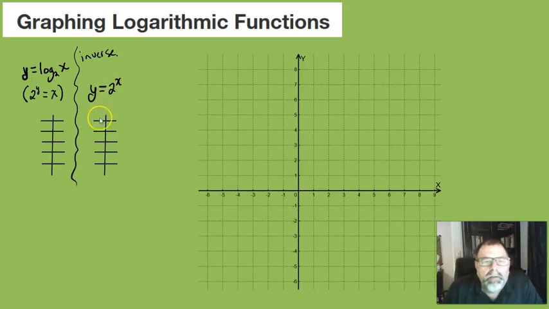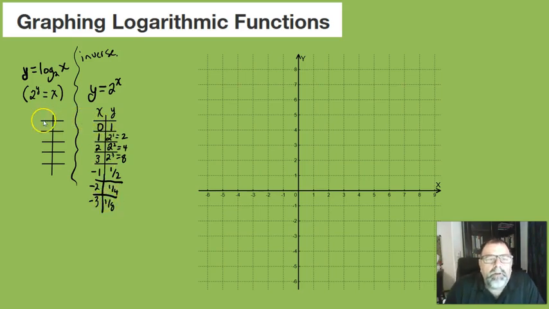Okay, so this one, if we did x, y, and we put in 0, 2 to the 0 is 1. Put in 1, 2 to the first is 2. 2 squared is 4. 3, 2 cubed is 8. And then if I do negative 1, 2 to the negative 1 is 1/2. 2 to the negative 2 is 1/4. 2 to the negative 3 is 1/8.